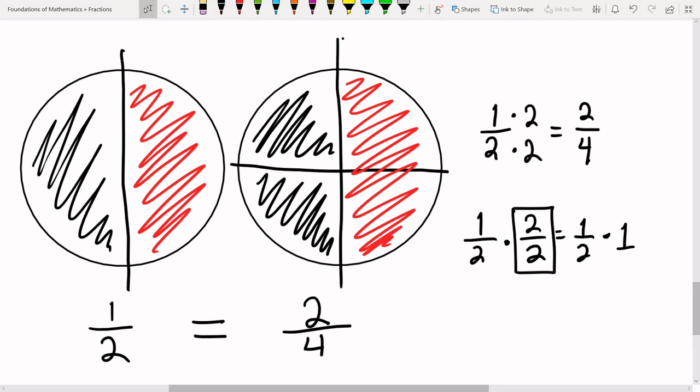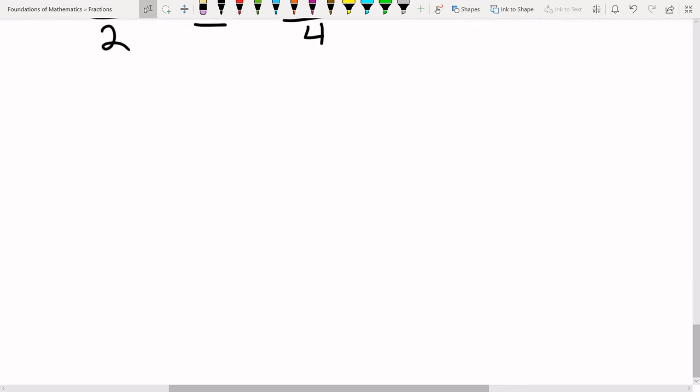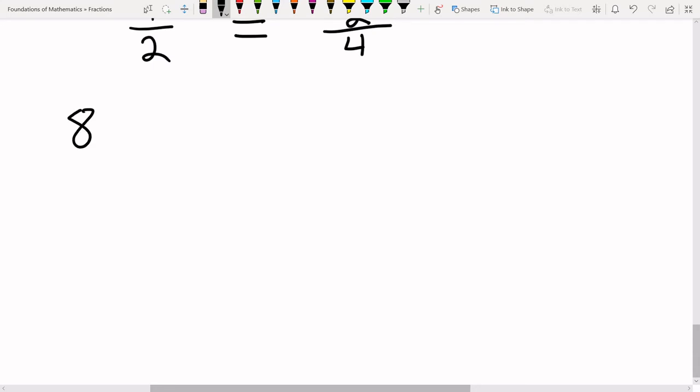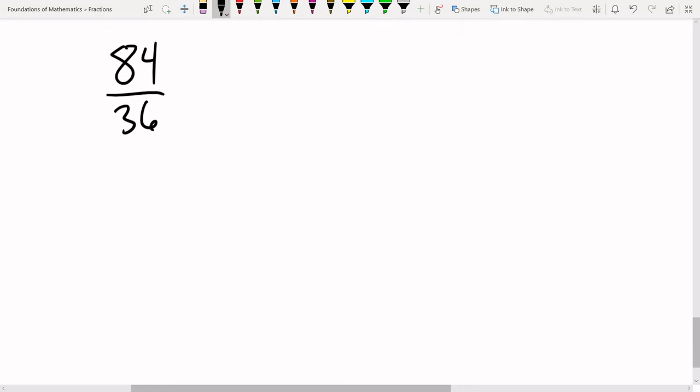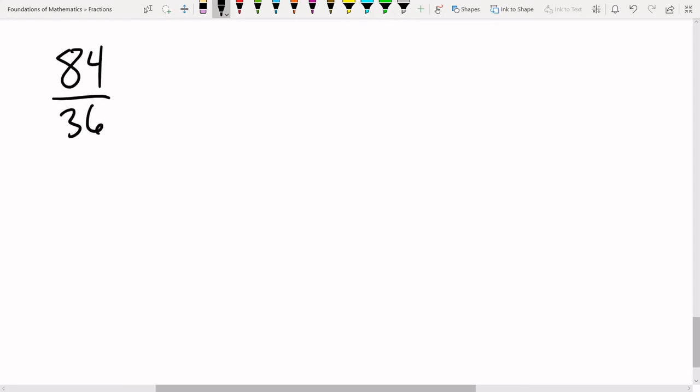Now, 1/2 typically is preferable to 2/4. That's because 1/2 is what's called reduced. We're using the smallest terms. We're dividing out the biggest numbers out of top and bottom. Let me show you how to do that here with a couple problems. Let's say we had 84/36.